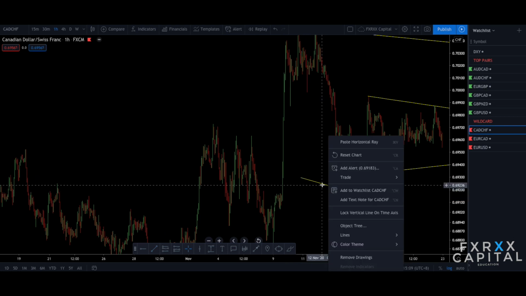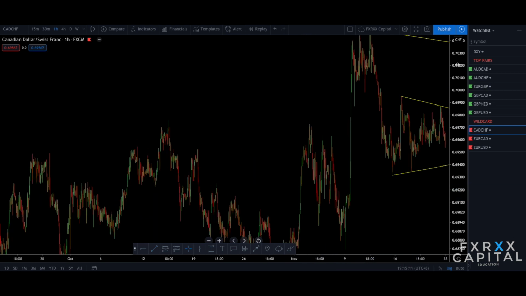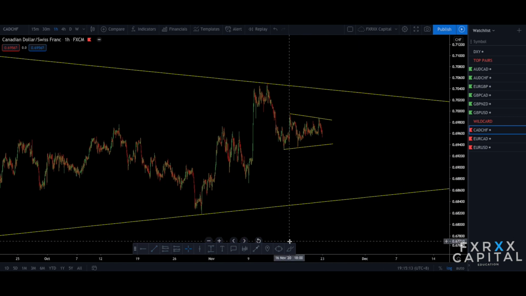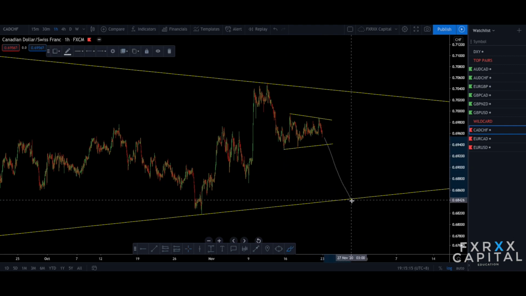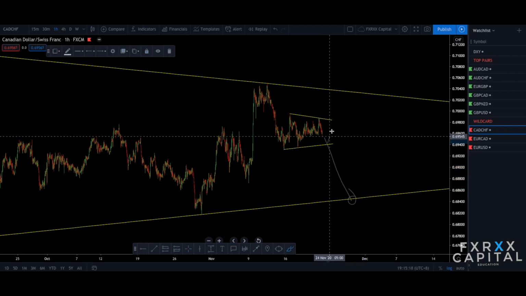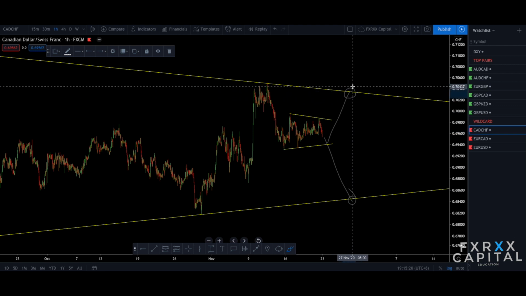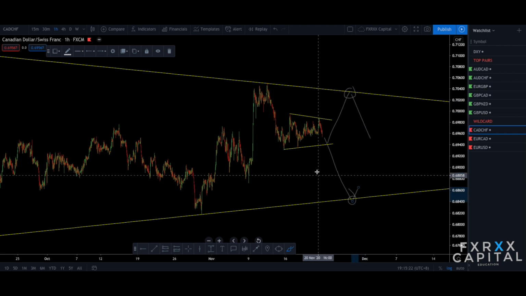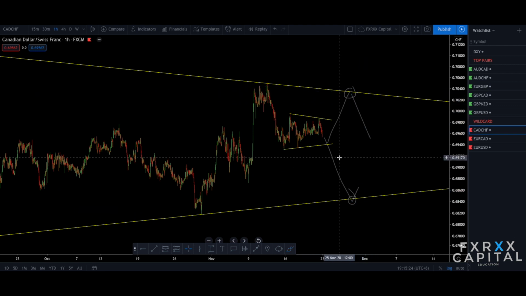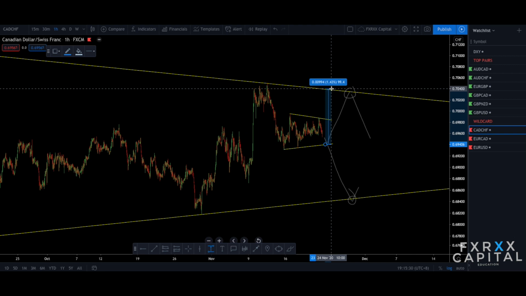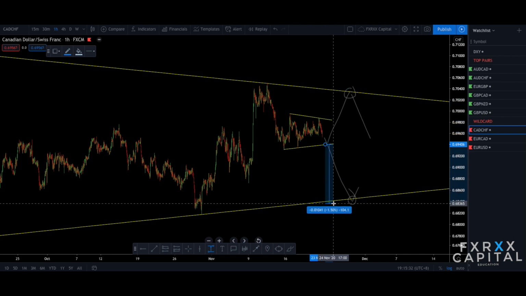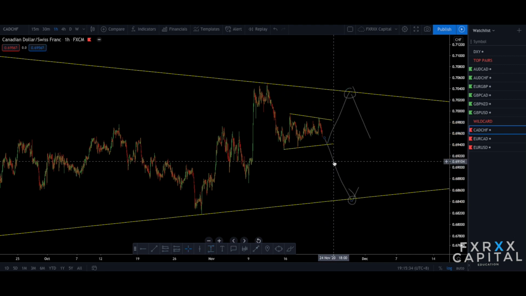This is the middle of the structure, sorry. So what I'm looking for is either price touches this area and I will buy the setup, or price touches this area and I will go for the sell setup. So this is a symmetrical triangle right in the middle of the structure. I can go either way. Move to the upside 99 pips, move to the downside 100 pips. We are really in the middle of the structure.